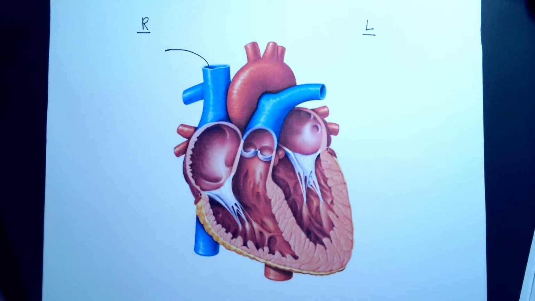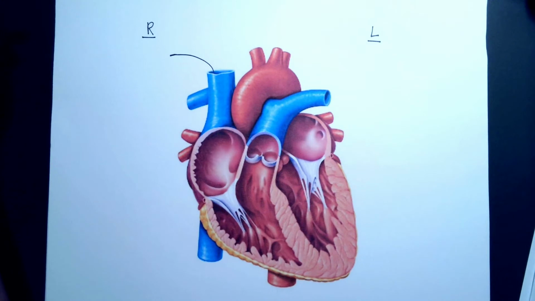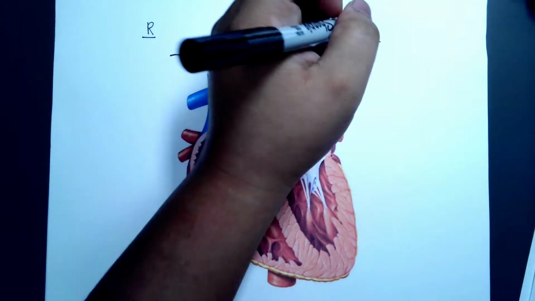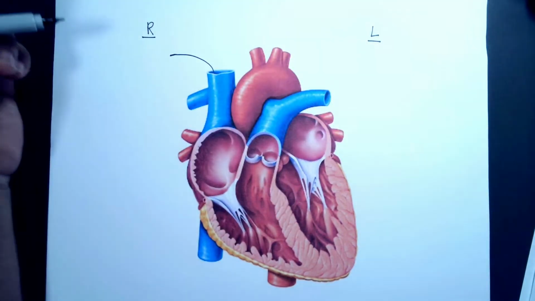So now let's start to discuss the blood flow to the heart. Always remember, if you're looking at the heart, this side is always the right side of the heart and this side is always the left side of the heart.